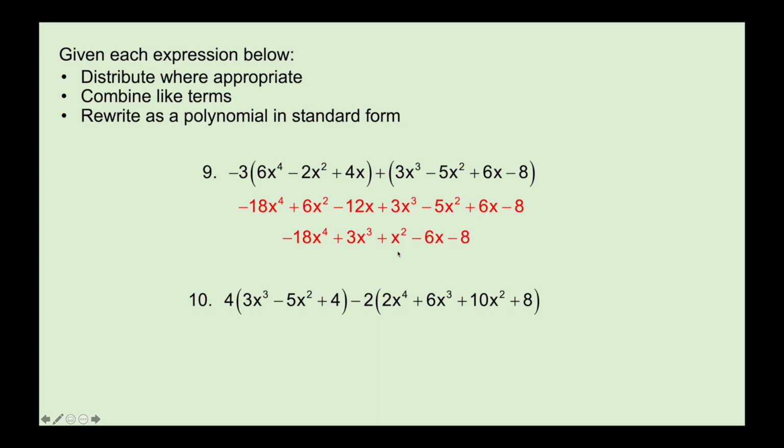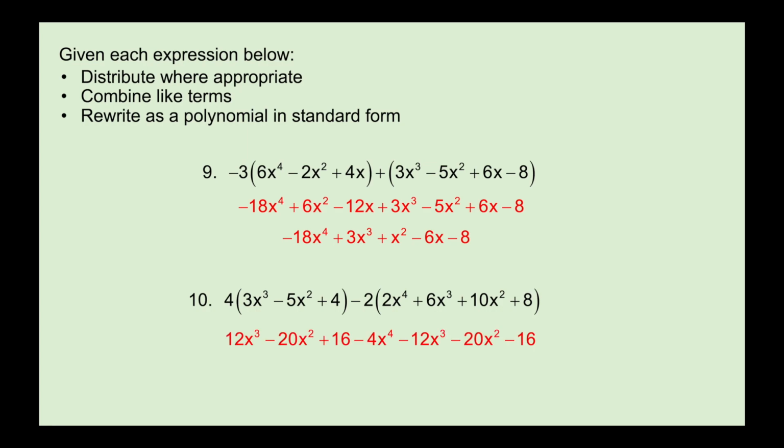Next, I'm looking for linear terms. So -12x and +6x will combine to give me -6x. And then finally, my constant term, I only have one, and that's -8, and we write that last. And then for number 10, we're going to start by distributing the 4 in here and also distributing the -2 in here. And that's what we should get.